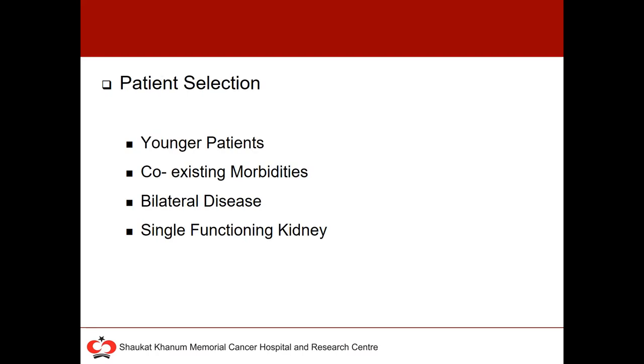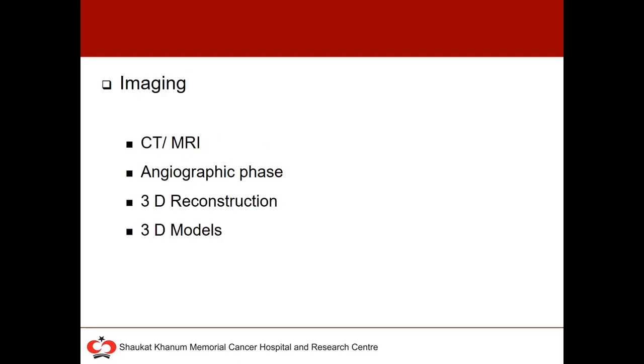So once we have decided that, okay, we've got a patient, he's got a lesion which is amenable to partial nephrectomy, what next? What next technical point? When you are doing your pre-procedure preparation imaging, it is very vital to really be prepared for what you are going to deal with on the day of the surgery so that there are no surprises. There is modern imaging available in terms of CT, MRI, make sure we've got the angiographic phase so that we know the vascular anatomy of the kidney. So there are no surprises if there's one artery or more than one artery.